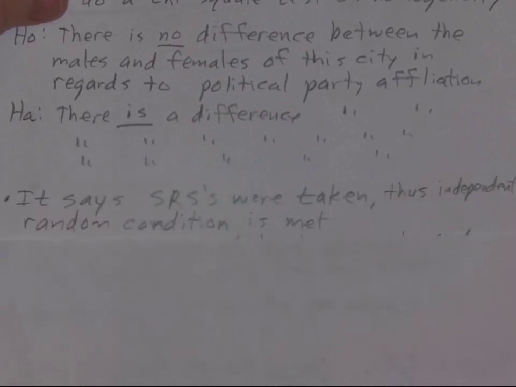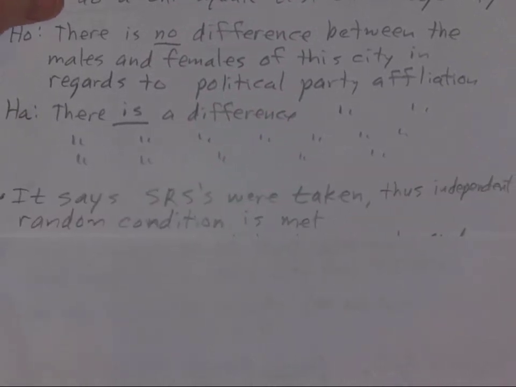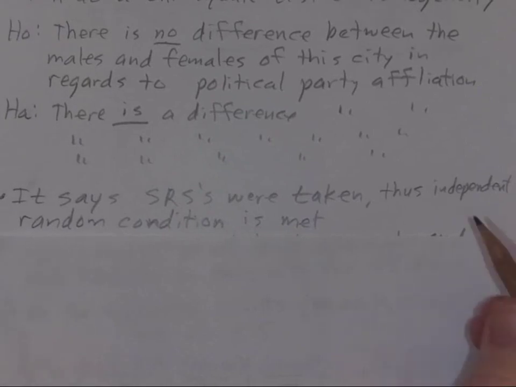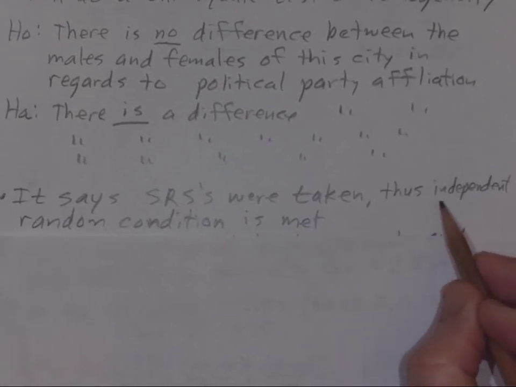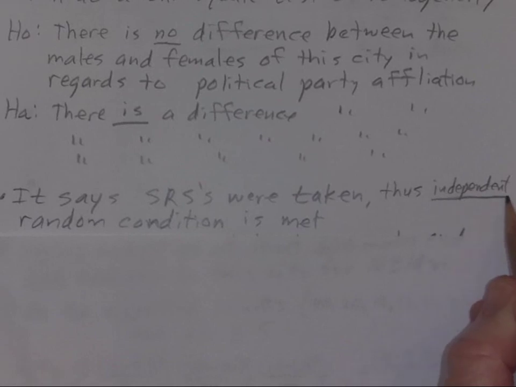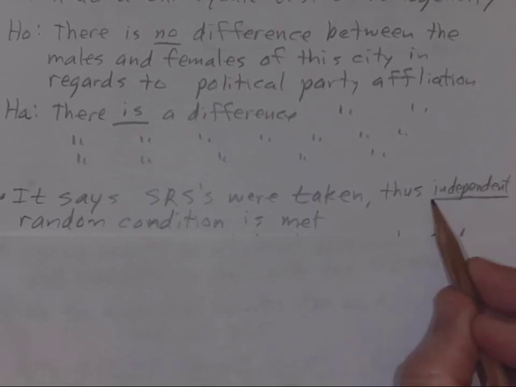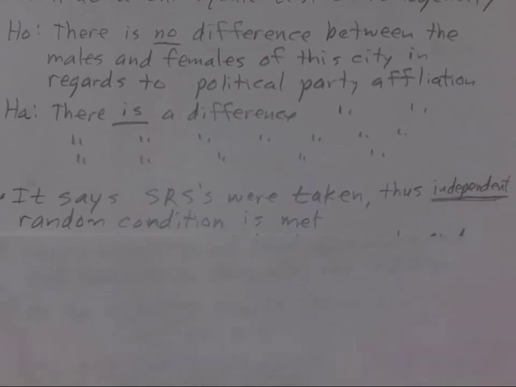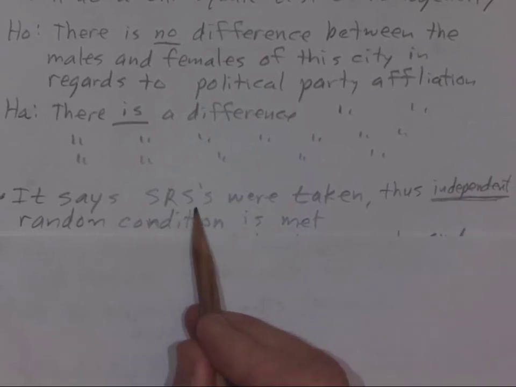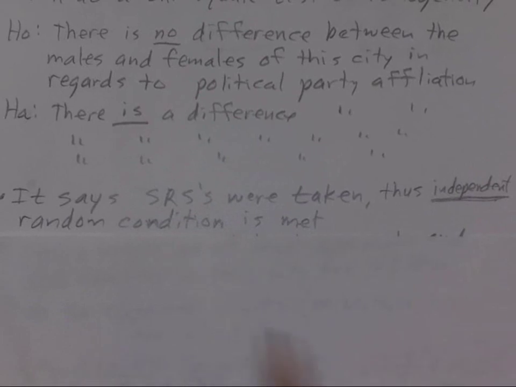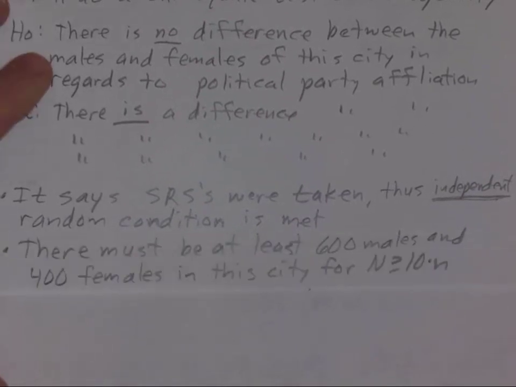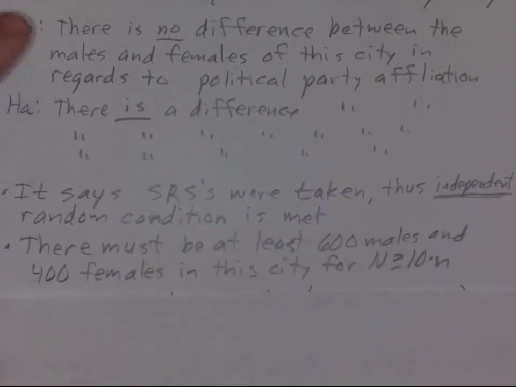So the first thing is it says that SRSs were taken, thus independent random condition met. Remember, it's really ISIN because we have two samples. They had to be taken independently. In other words, one sample could not have been influencing the other sample in any way, or the occurrence of one sample couldn't be associated with a change in occurrence to the other sample. They just had to be done separately, independently, and that was certainly done here. And it's SRSs, not one of them, there's two of them. Our population sizes must be at least 10 times our sample sizes.